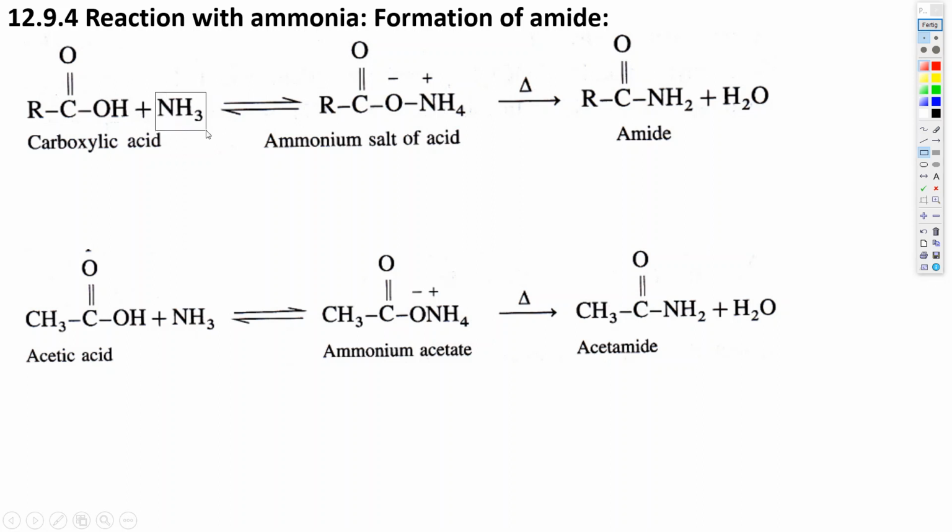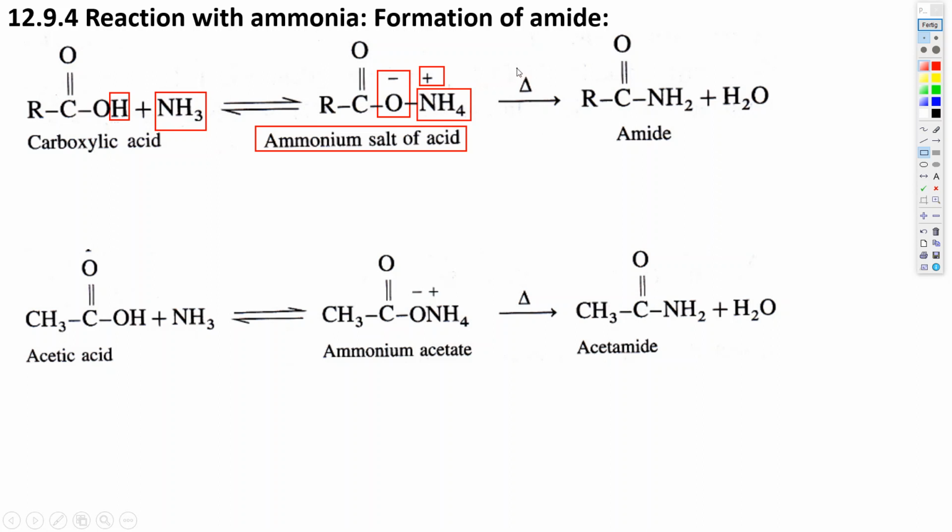To this NH3 adds one hydrogen atom of the OH group. So after addition of one hydrogen atom, NH3 becomes NH4. So this NH4 will acquire a positive charge and oxygen acquires a negative charge. Remember this point. So the addition product is like this: R C double bond O, O minus NH4 plus. We call it the ammonium salt of the acid.